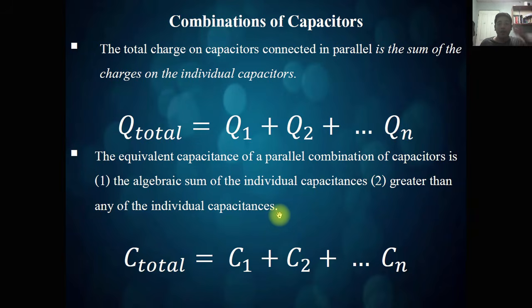And again, there is a great concept in this combination of capacitors in parallel. If we get the total capacitance of capacitors connected in parallel, our result must be greater than any of the individual capacitances. Okay?